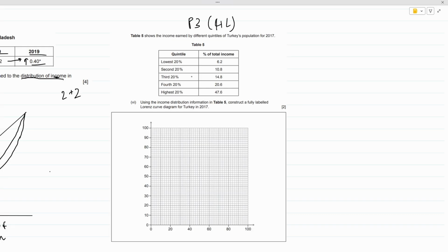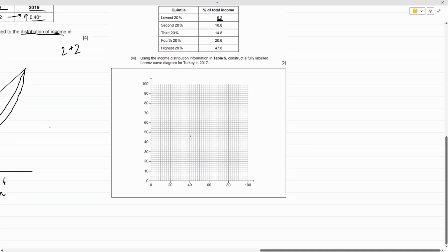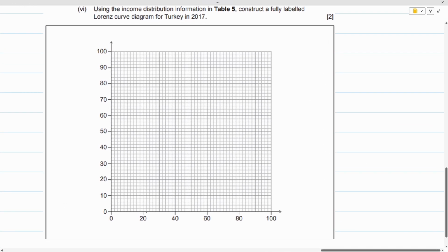All right. So in the first row, we see that the lowest 20% or the poorest 20% of Turkey's population are earning 6.2% of the income. So we start with that point. So if we take 20, we have to mark 6.2 here. So it's divided into 5 boxes. So this is 2, 4, 6, 6.2, a little higher. So it should be about there.